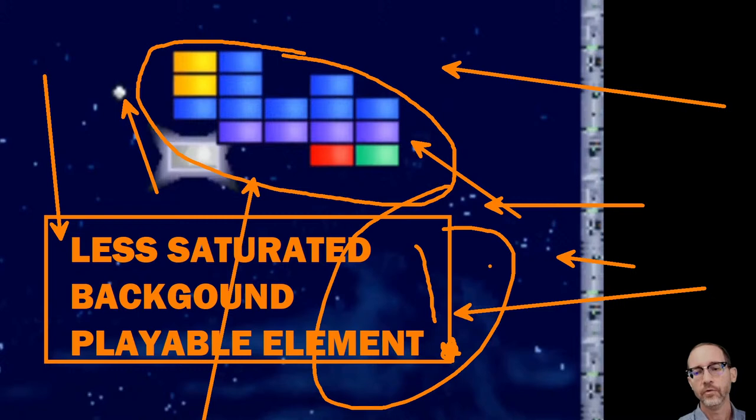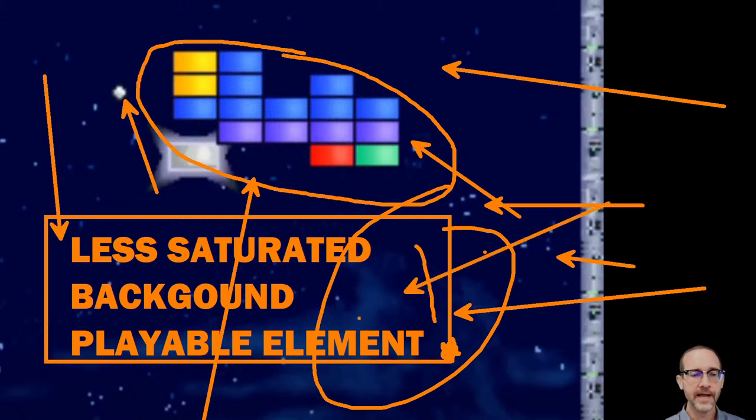And here, one of the ways it's typically done in 2D games like this is that the background is less saturated and the foreground is more saturated. And we've kind of just absorbed that now as being one of the key hints in visual design.